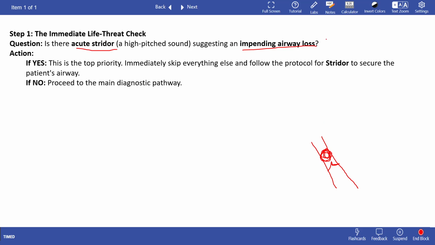That is an emergency condition. So we need to stabilize the patient. We have to intubate the patient. So we intubate the patient, we safeguard the airway, and then we move forward. But if that is not present, then we go towards the main diagnostic pathway. So stridor is important. You have to remember the stridor is important. You need to secure the patient's airway if this is present. This points towards the loss of airway, right?